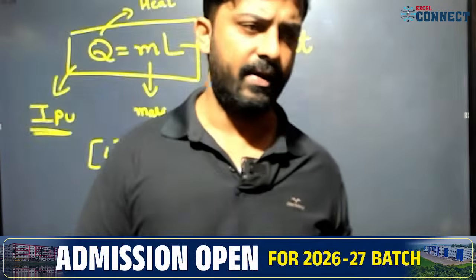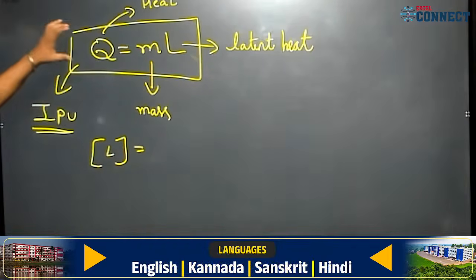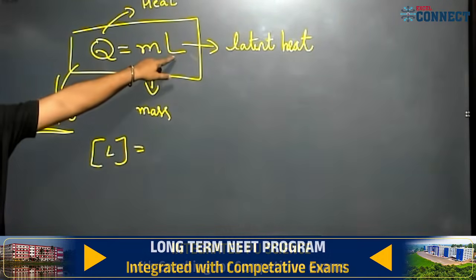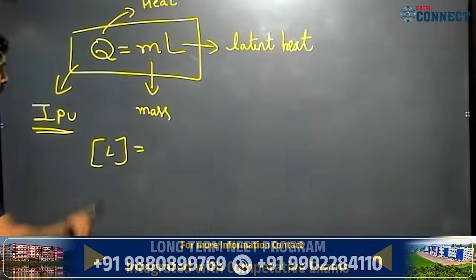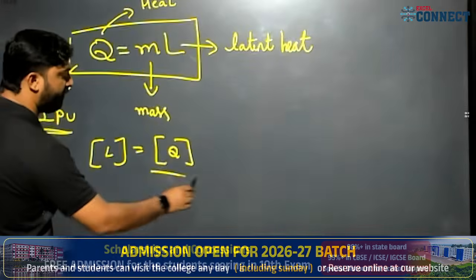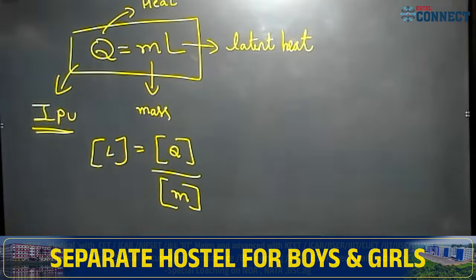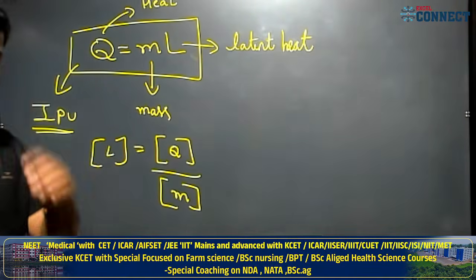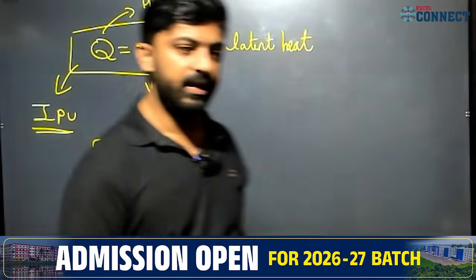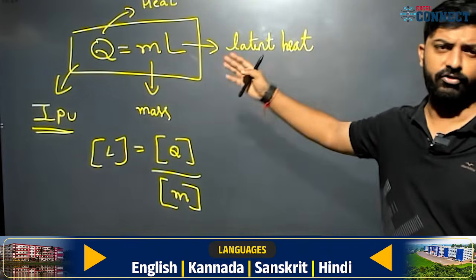You will study that definition in first PUC. Just derive the dimension of L. Suppose we give you any formula, some formula, you should be able to find the dimension formula of L. Okay, how to find the dimension of L? It is simply the dimension of Q divided by the dimension of M. Got it?